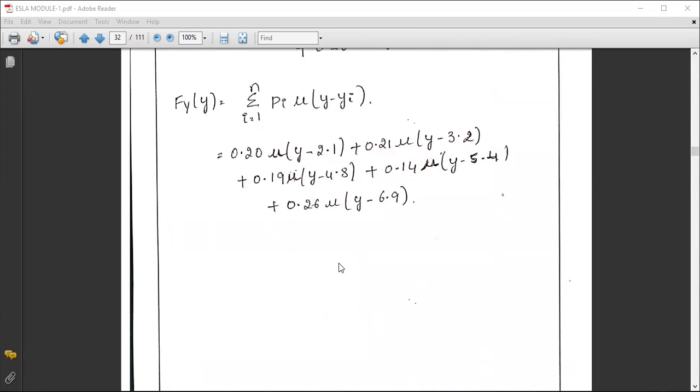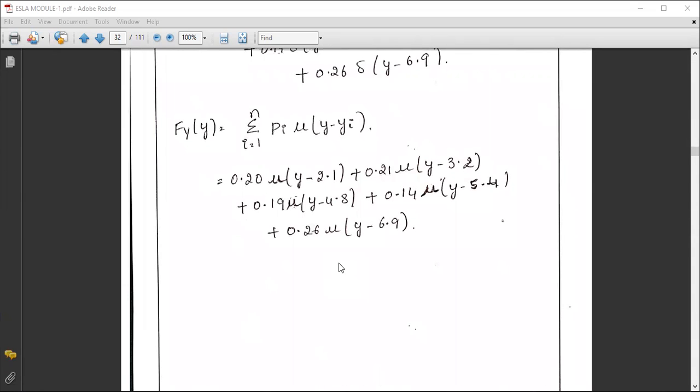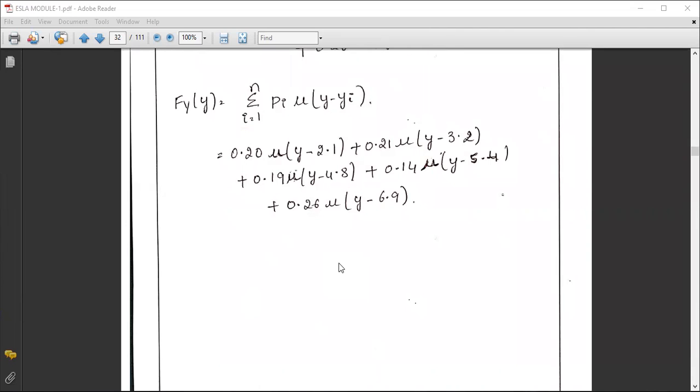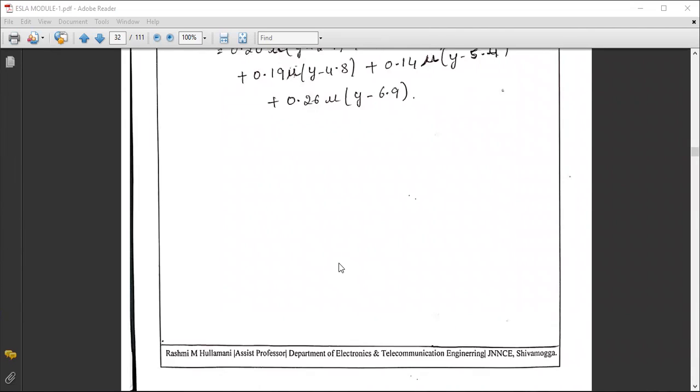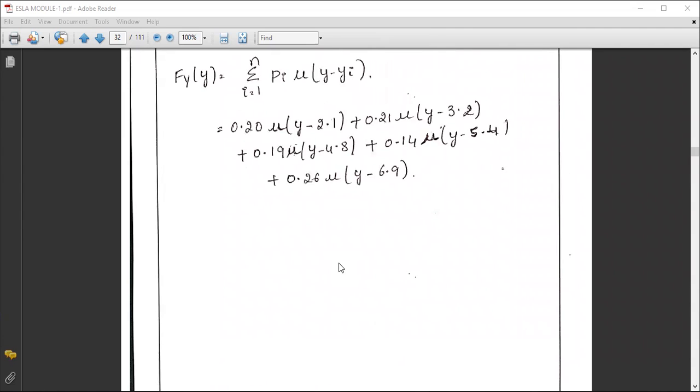This is an important problem which will appear in the exam, from the model question paper. Okay, understood? In the next class we will see expectations, which is another problem. Okay, understood?